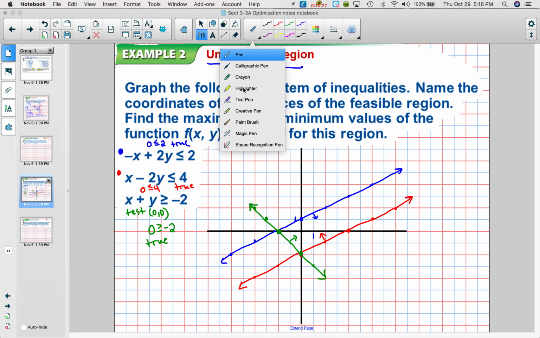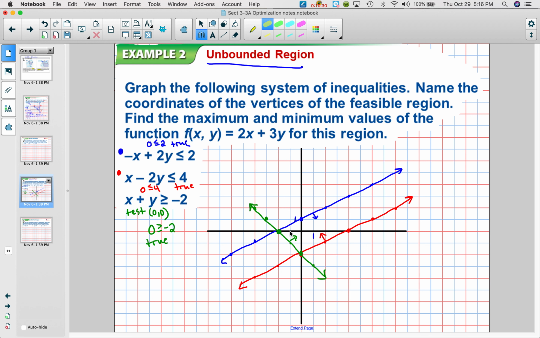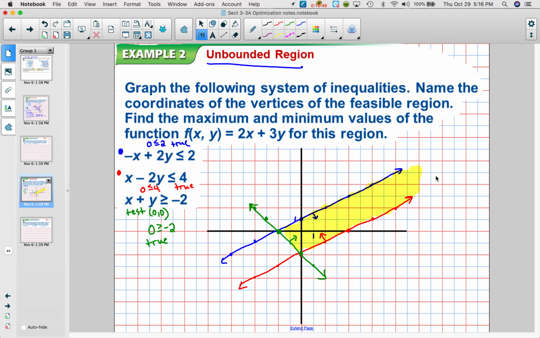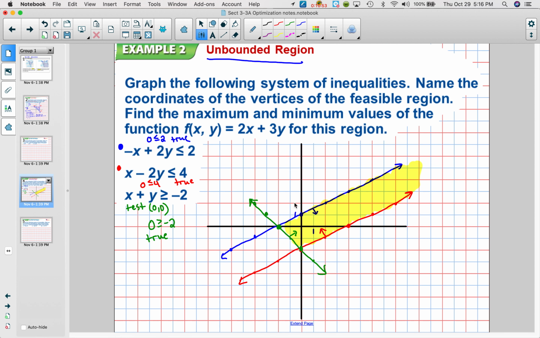So my region is this here. Now notice it's unbounded. It keeps going. It's going to keep extending in that direction. So this is unbounded, and I still need to find the maximum and minimum value of the function, and I'm still guaranteed that it happens at the vertices.